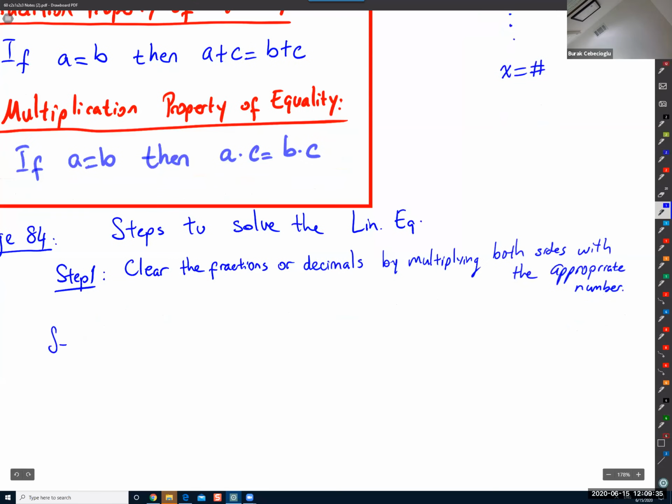Step 2. Once you clear the fractions or decimals, that's how the math works: something you don't like, something that looks like a troublemaker to you, you get rid of it. How do you get rid of it? You have to follow certain rules.